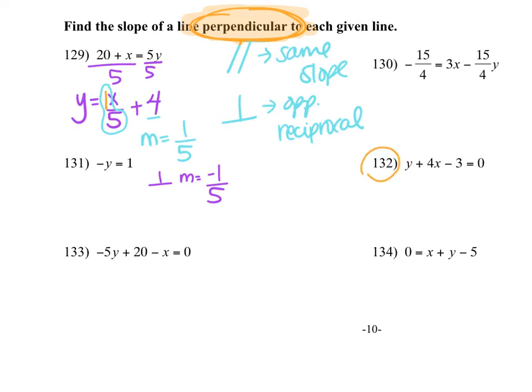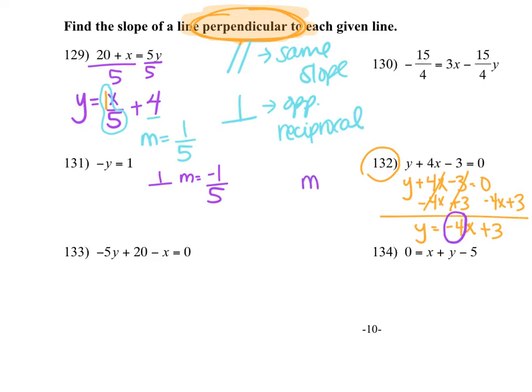So y is not alone, so y plus 4x minus 3 equals 0. And I'm going to add 3 on the other side and subtract 4x to the other side. So y equals negative 4x, because these cancel, plus 3. Now it's a lot easier to identify my slope, so my slope in this case is negative 4. My perpendicular slope would be the opposite reciprocal, so it'd be a positive 1 over 4. And that would be my answer.